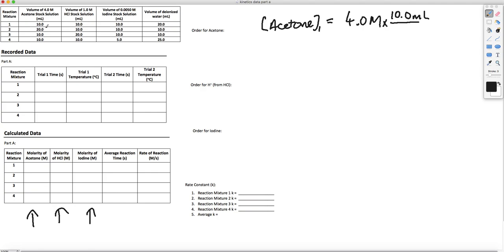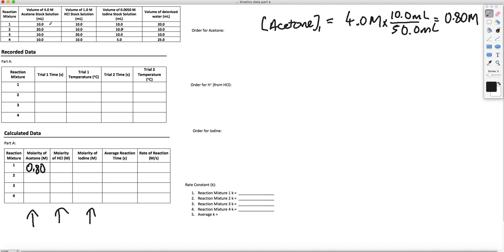Now if you look at the total volume, it's going to be 10 plus 10 plus 10 plus 20. That's 50.0 mL. You might be wondering why I don't convert these into litres. That's because the mL will cancel, and I'll still be left with molar, or molarity, at the end. The molarity here would be 0.80 molar once I take significant figures into account. 4.0 is 2 sig figs, and that's 2 sig figs over here as well, so that's how I know this is going to be 0.80.